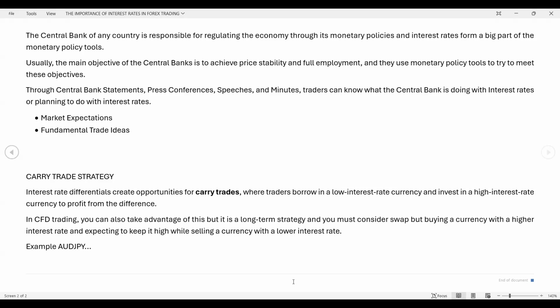When central banks are in a hiking cycle, looking to increase interest rates over time, the value of the currency tends to rise. But when the central bank is in a cutting cycle, looking to cut interest rates over time, the value of the currency tends to fall. To know what the central bank interest rate is at any time, you can check the economic calendar or the central bank website. I hope this is clear.